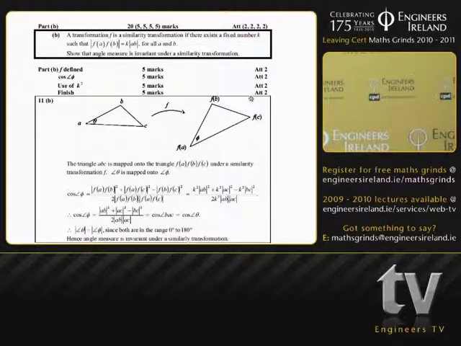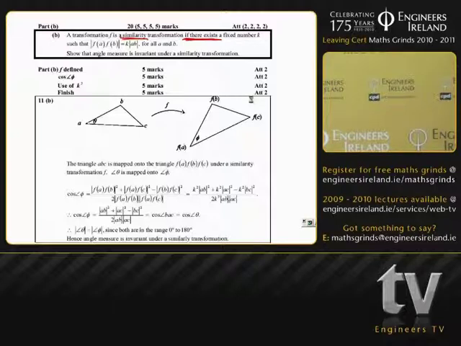Part B. A transformation F. This is B in 2009. Transformation F is a similarity transformation. Introduce yourself to the second type of transformation that we have here. Now, it's actually even telling us something. We're saying it's a similarity transformation if there exists, and this is even giving you a definition. As part of the question, it's giving you a definition of what a similarity transformation is.